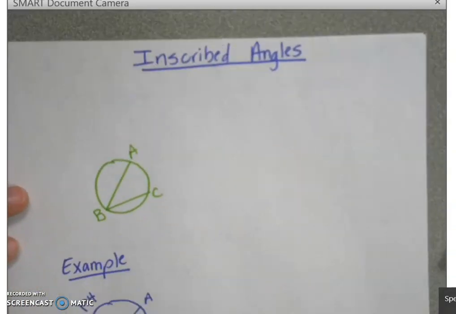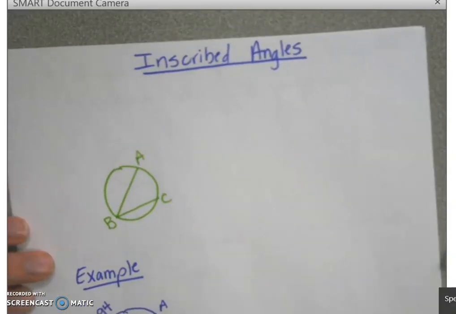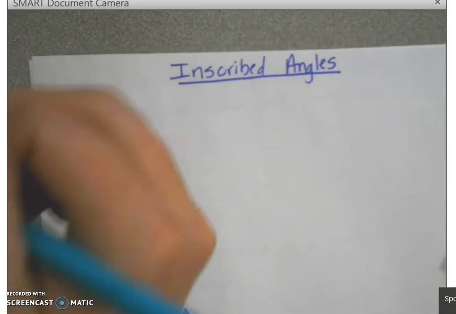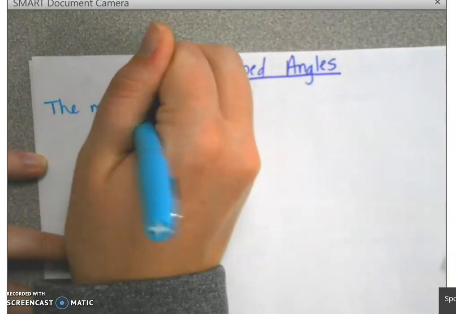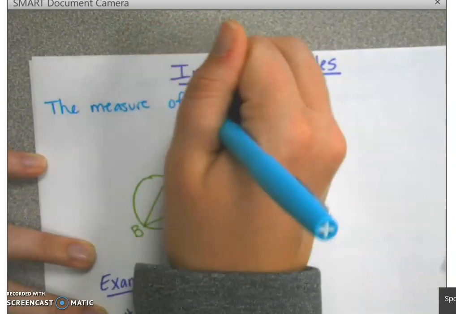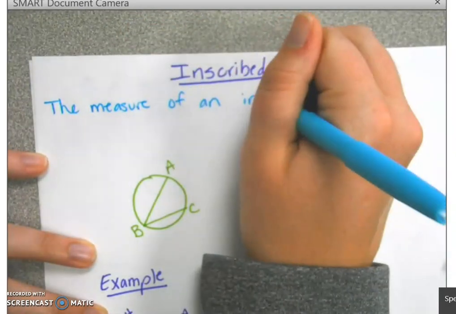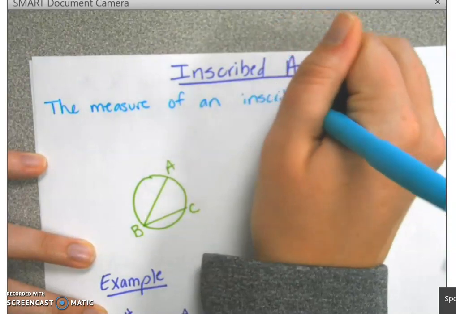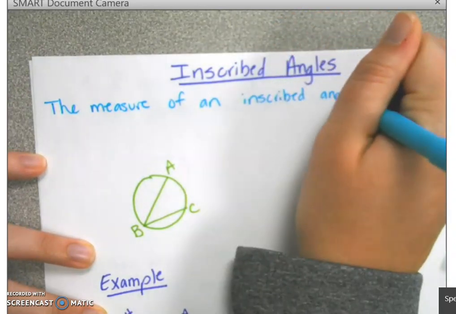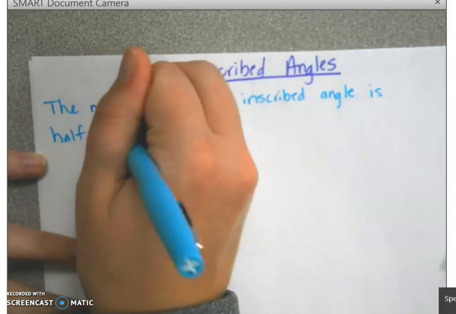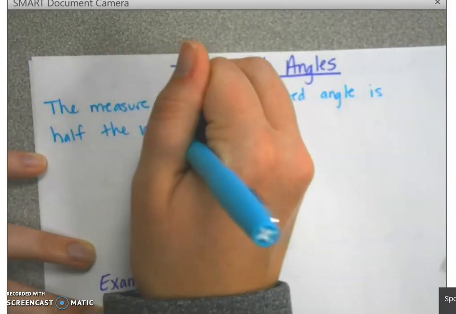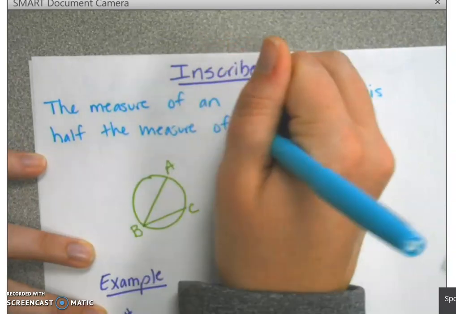Next is inscribed angles. And what I need you to know about inscribed angles: the measure of an inscribed angle is half the measure of its intercepted arc.